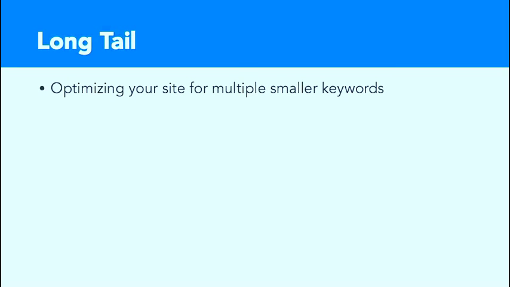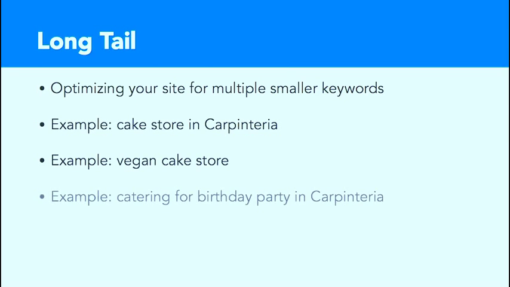What's a bit easier is the long tail approach. That's where you go for a bunch of search terms that are less popular but also have a lot less competition. So instead of trying to rank for cake store, we might try to rank for cake store in Carpinteria, or vegan cake store, or catering for birthday party in Carpinteria.